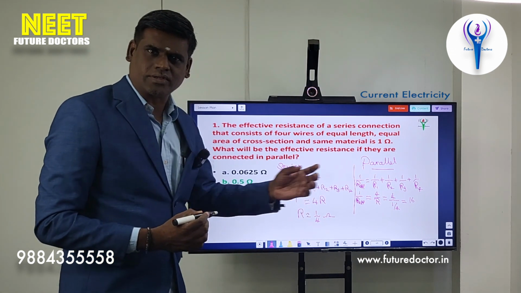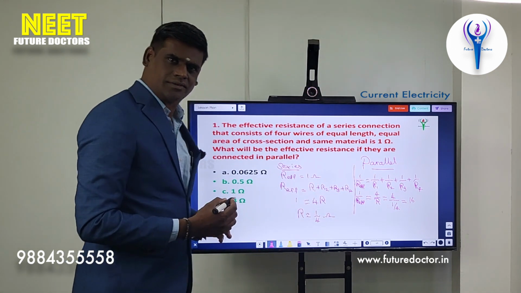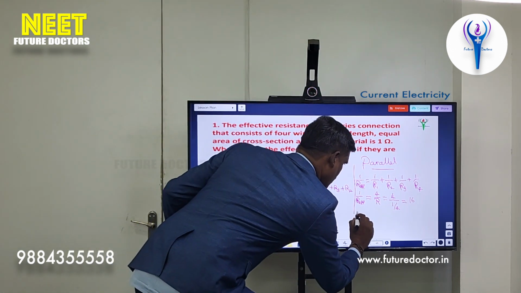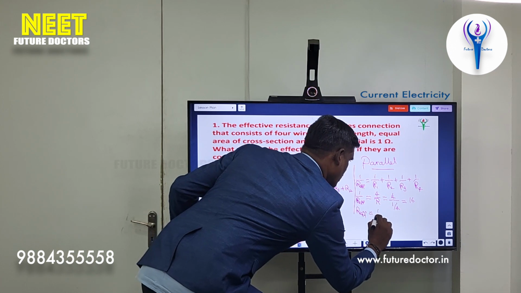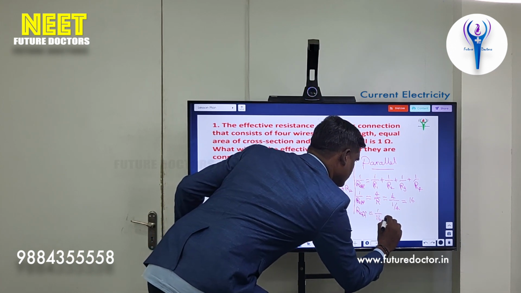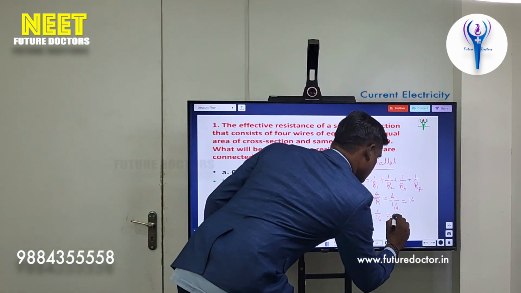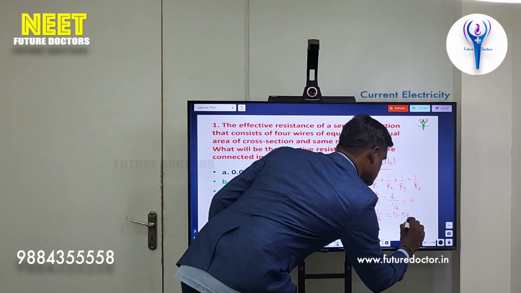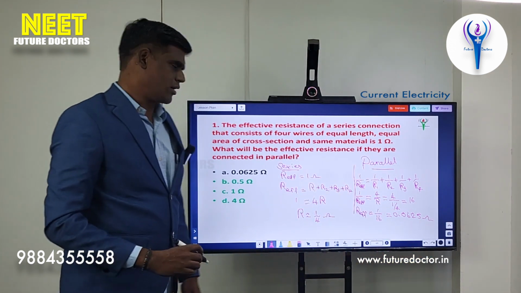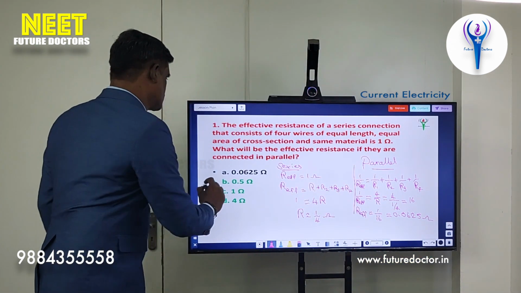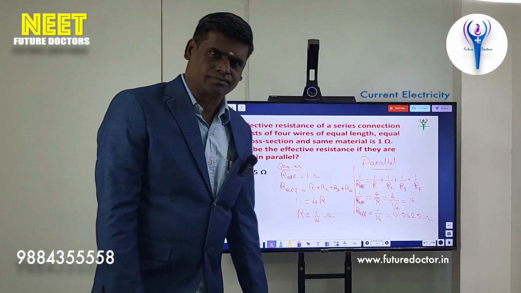Yes, correct. R effective equals 1 by 16, that is equal to 0.0625 ohm. Ohm, or omega. See, omega is the symbol for ohm. So, option A is the correct answer.